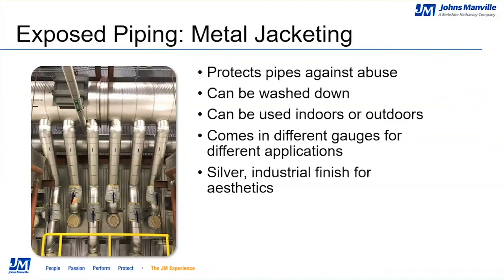One of the major benefits of metal jacketing is that it can be used both indoors or outdoors and comes in different gauges for different applications. Whereas only white PVC can be exposed to UV light, metal jacketing is typically expected to be used outdoors. Silver, typically the default choice for metal, is a readily accepted industrial finish for aesthetics. And like most metal ductwork, metal jacketing can be painted as desired.